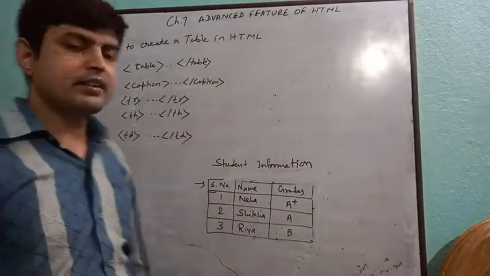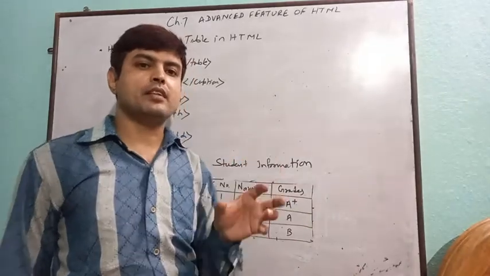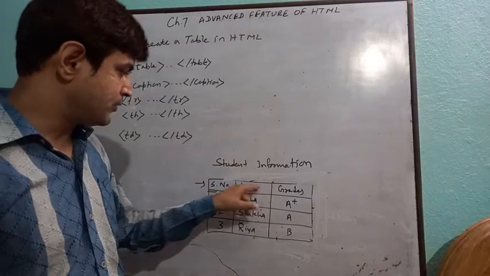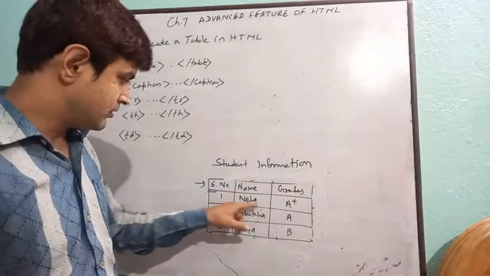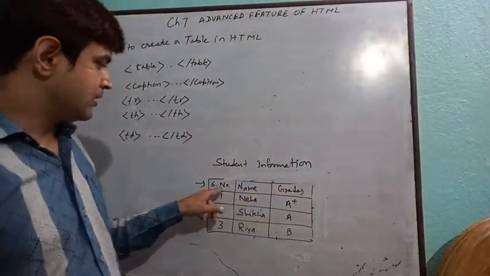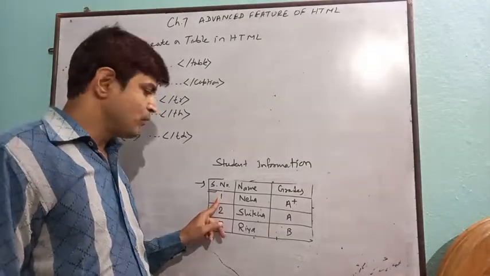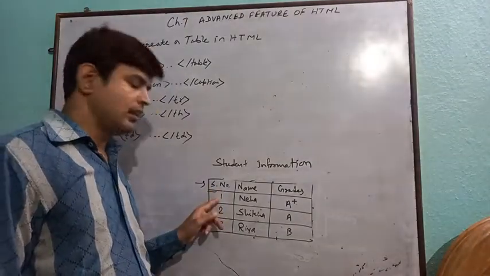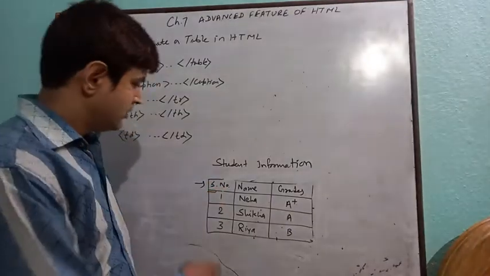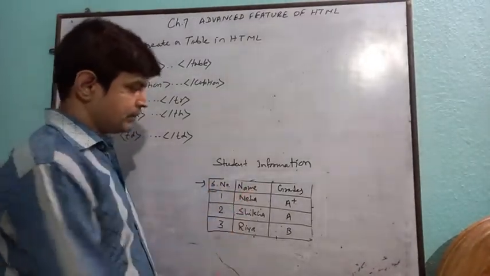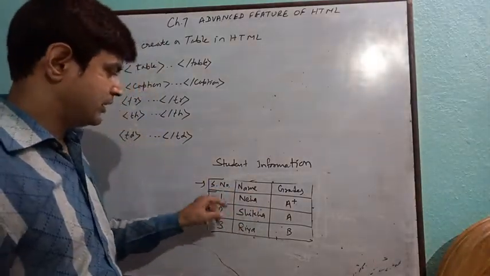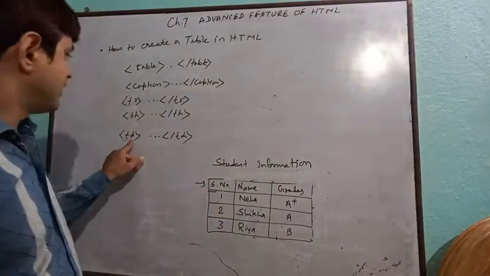Here, table heading is a special cell that consists of special values. The name of the table heading, that is the field, is different from the rest of the data. It is different information. For example, here serial number is the name of the field, while 1 is the value of this cell that belongs to this field, that is serial number. So serial number, name and grades will be defined using the table heading tag, and the rest of the data will be entered using the table data tag.